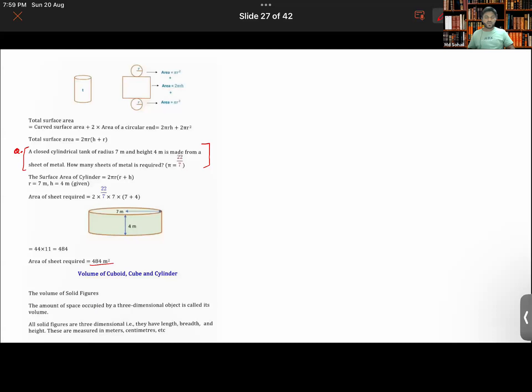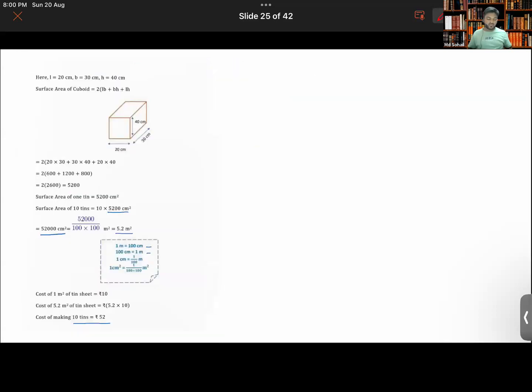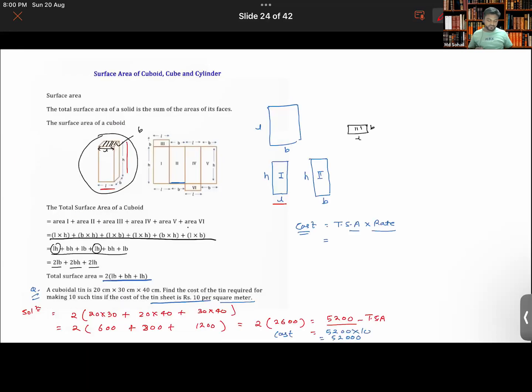One more thing we forgot about: if you were to find the lateral surface area of a cuboid, how do we find that? Total surface area we know. This is the formula required to find the total surface area. But how do you calculate the lateral surface area?